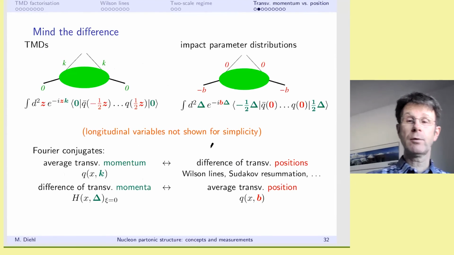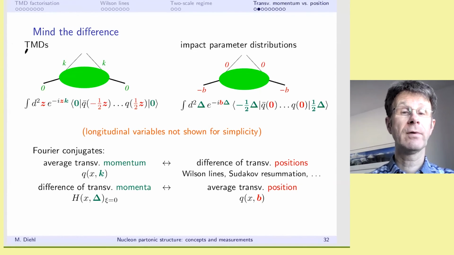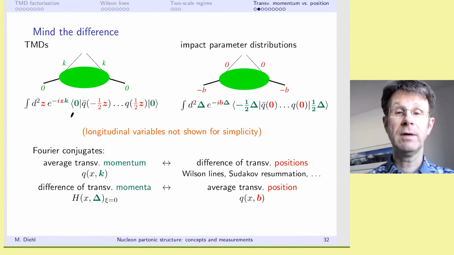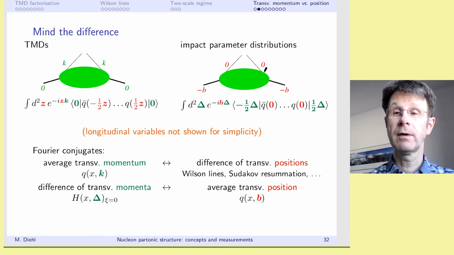And if you write down the quantities that we're discussing here all the time, this is how it looks. So if I consider TMDs, then as we have seen, and I write down here only the transverse components of momenta and positions, here we have the fields sitting at different positions, and the difference between this and that position is just z, and the Fourier conjugate to that is just our common transverse momentum here. For impact parameter distributions, it's the other way around.